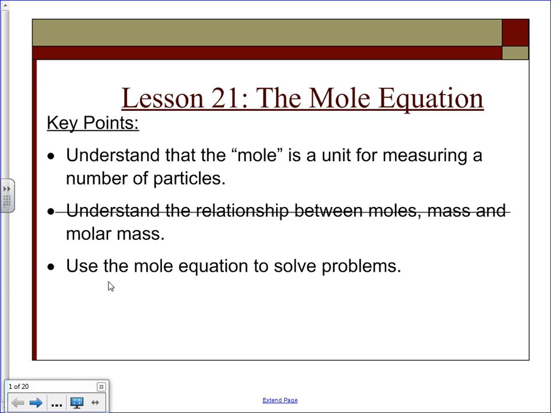We're going to look at the relationship between moles, mass, and molar mass. That's the mole equation. That's the little bit of algebra that we're going to work on, and then use that equation to solve problems. They're quite easy problems once we get into them and you see how they work. You'll see that they are quite easy.